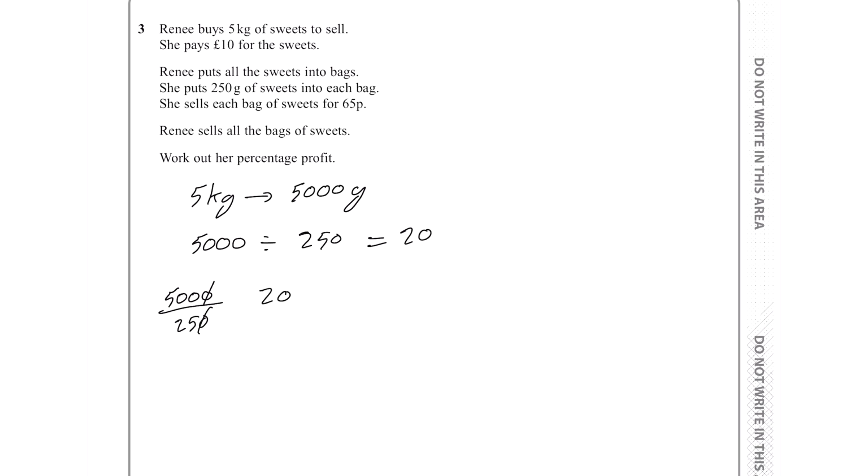We know she sells each bag for 65p. So we can do that right here. We can hop the decimal out twice and then hop it back in. So if you hop the decimal out twice, we can then do 20 times 65.